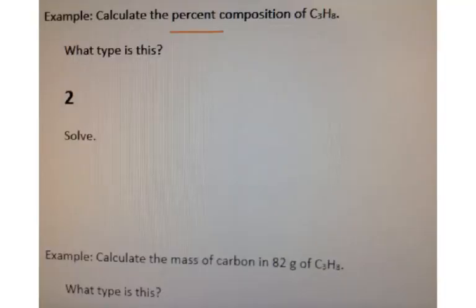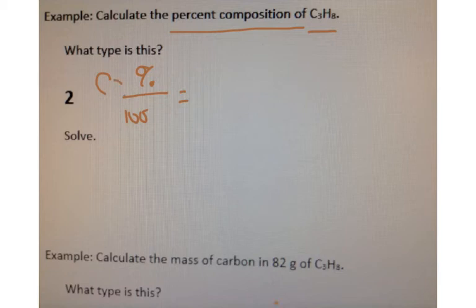Alright, so it asks you to calculate the percent composition of C3H8. Whenever they ask you for a generic percent composition, what they're asking for is what is the percentage of carbon in this problem and what is the percentage of hydrogen towards the contribution of its mass. So we're going to set up the formula of percent composition over 100 is equal to the mass. And for this one, I'm going to start doing it with carbon. So we're going to do the mass of carbon.